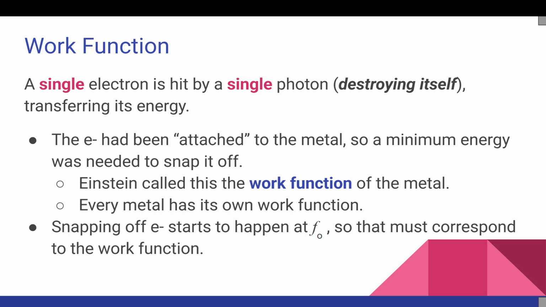Because this all starts to happen when we've met the minimum threshold frequency, f naught, we get a formula for it that we write down as W equals h f naught. So the W is this work function, the minimum energy needed just to snap off the electron. And it's related to f naught, the threshold frequency. Now, in case you're looking at this and saying, but hey, this is really just the formula E equals h f all over again, I hear you. But we switch to a different formula because we're now talking about something different.